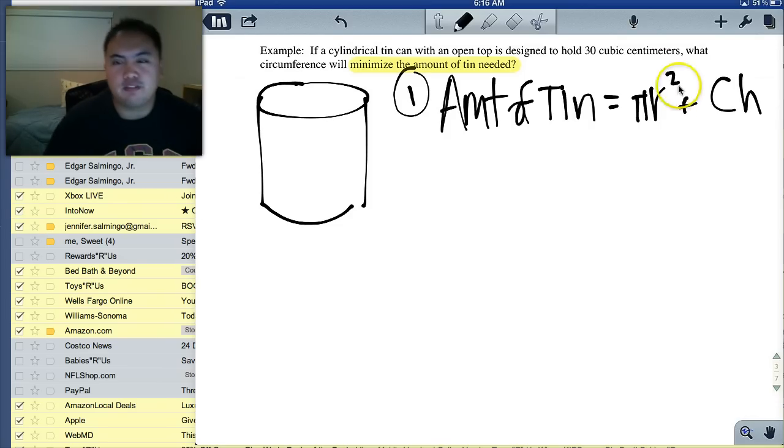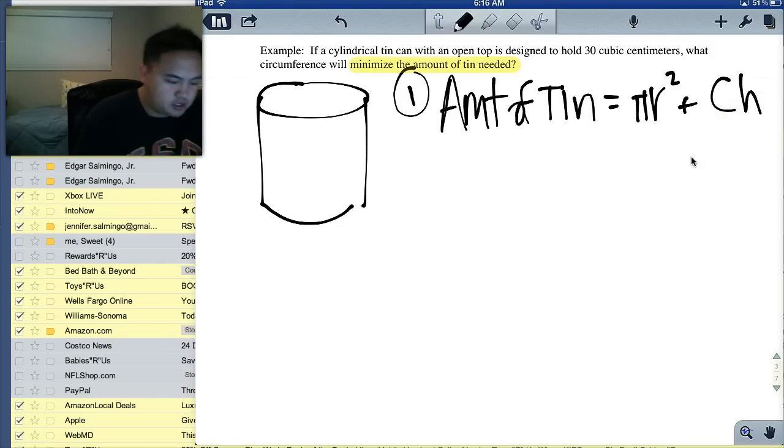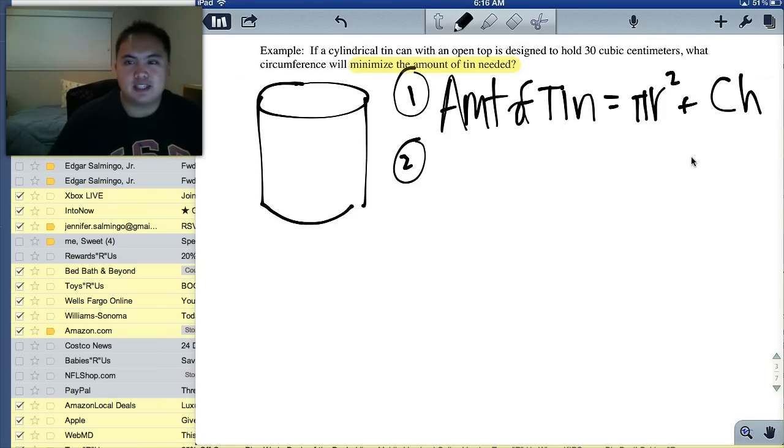And now you guys are probably getting confused. Look, I got 3 variables, r, c, and h. So what I'm going to do is, in step 2, I need to figure out a way to get this in one variable.